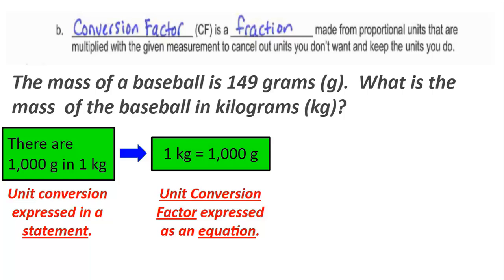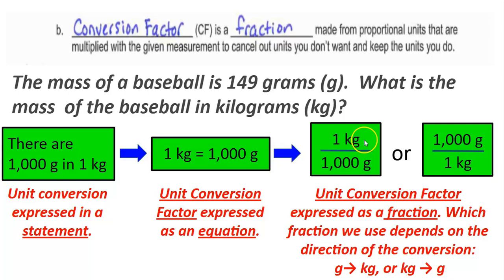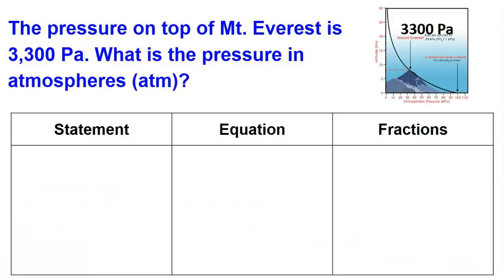But what does it look like in a fraction? In a fraction, we would take these two parts of the equation and we would set them up as a fraction. So we can take the 1 kilogram and put it in the numerator and the 1,000 grams in the denominator, or vice versa, 1,000 grams in the numerator and 1 kilogram in the denominator. These are conversion factor fractions. The fraction that you use will depend on the direction of your conversion. Let's take a look at another example.